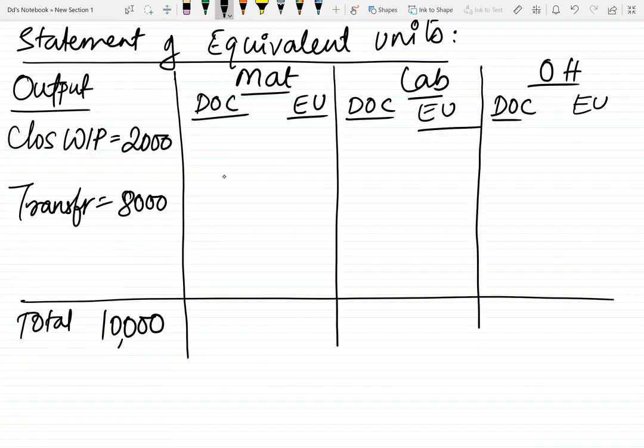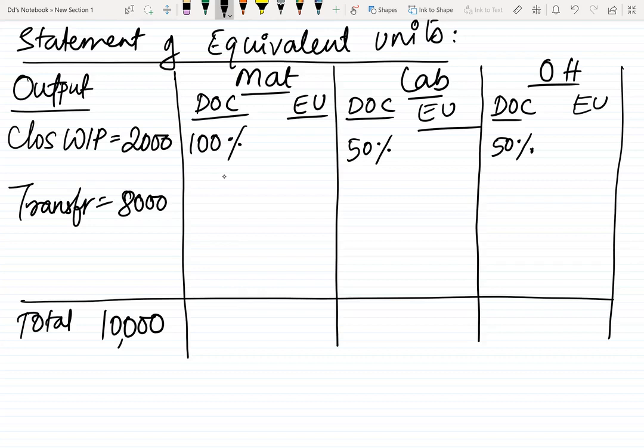Okay. Now, first of all, closing WIP, DOC is given in the question. Not what is there in the table. Table is opening WIP DOC. After the table in the paragraph there, it is given that end of the month there were 2000 units still in the process. That is 100, 50, 50. Take it here. 100%, 50%, 50%. Right. So how much will this be now? 2000. This will be 1000 and this will be 1000.